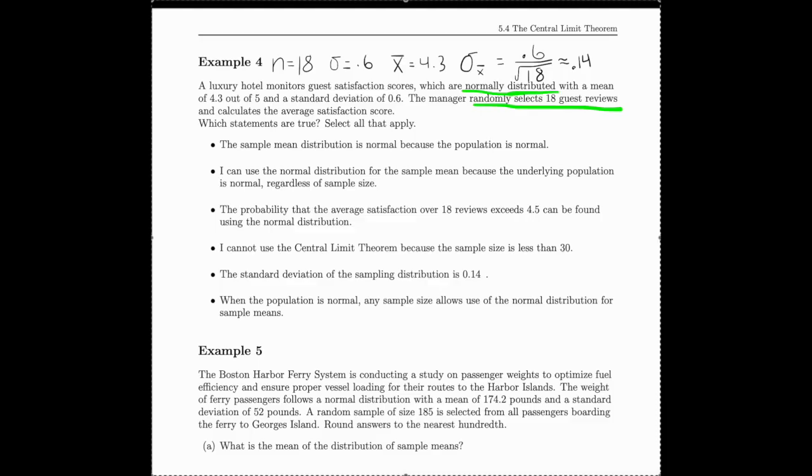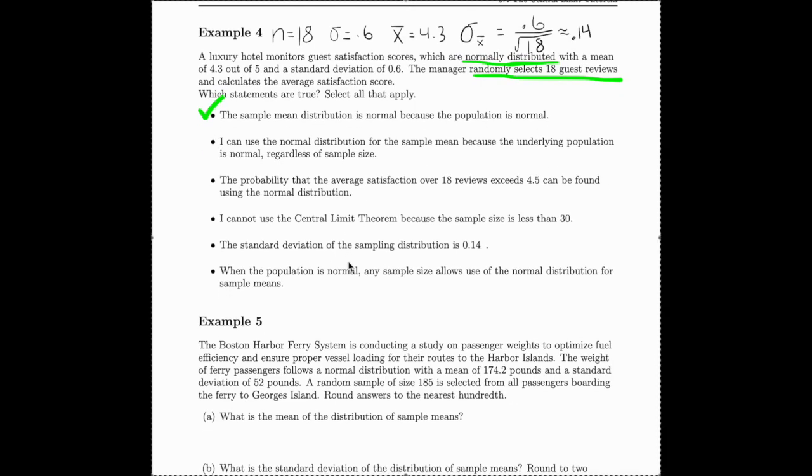Okay, so now let's look at these statements. The first one says the sample mean distribution is normal because the population is normal. That is true. Second statement, I can use the normal distribution for the sampling mean because the underlying population is normal regardless of the sample size. This is also correct. When we are finding probabilities for averages, we can use the normal distribution because we know that the sampling distribution is additionally normal because the population is normal.